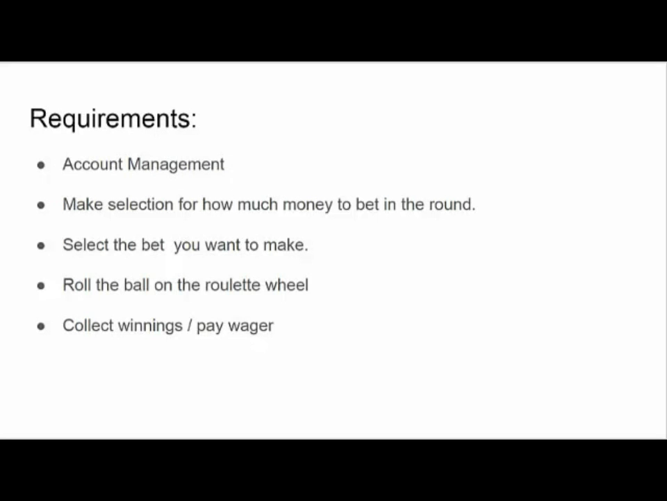Now, for the casino and the roulette, what we needed to do is list a set of requirements. First was account management. Second was make a selection for how much money to bet in the round. The third was to select the bet you wanted to make. Fourth was roll the ball on the roulette wheel. And fifth was collect winnings and pay wagers.